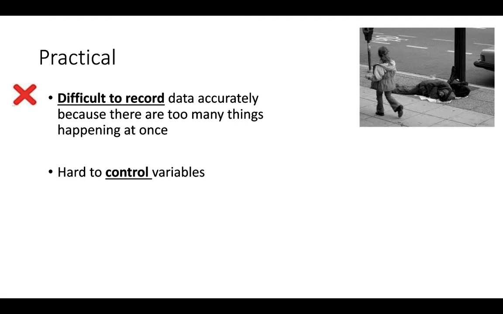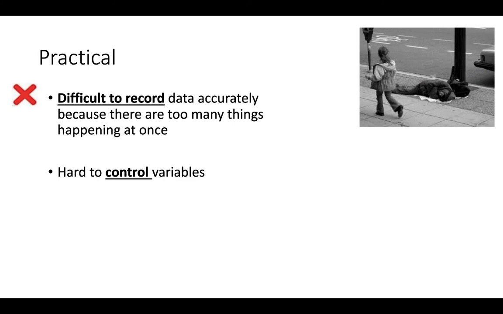It's hard to control the variables. So if you're doing this bystander effect, what happens if a paramedic walks past first and the paramedic just sees someone lying on the floor and they just stop? Well, that's going to skew your data, isn't it? It's really hard to control the variables.